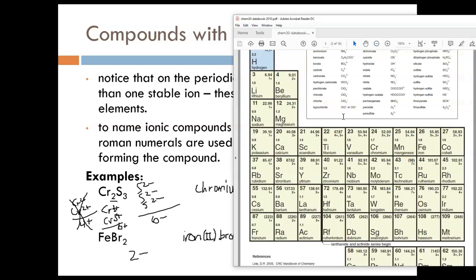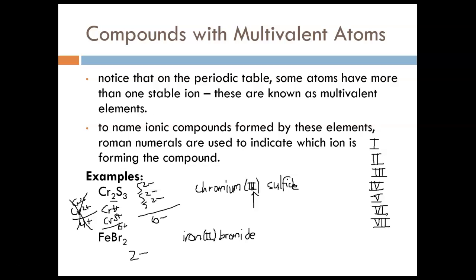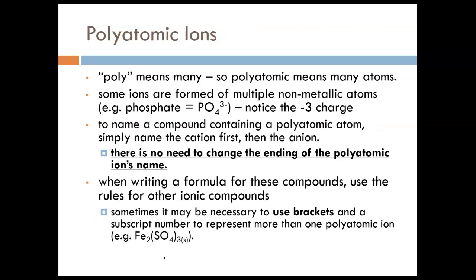I'm going to scroll back up here because we're going to need that in a second. Now, the next thing that we're going to talk about is polyatomic ions. The word polyatomic is pretty simple to understand. The prefix poly means many, and atomic. So these are ions that are made up of many atoms. So everything we've been dealing with so far would be what we'd call monoatomic ions. It would only be one atom making up that ion.